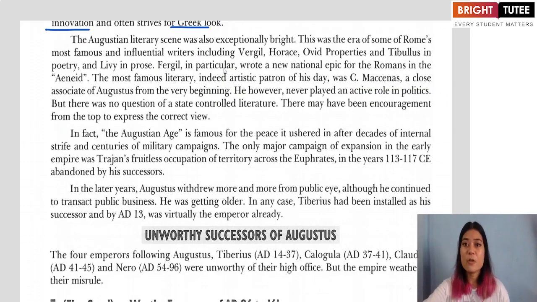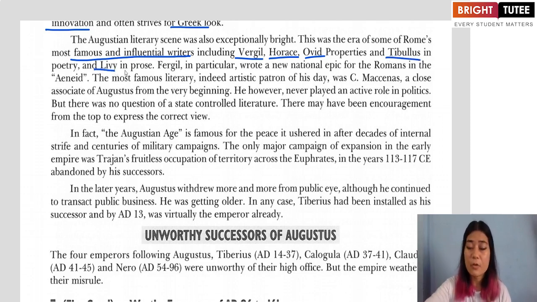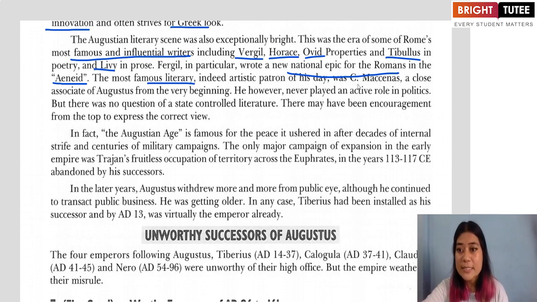Now, in literature also, Augustus was very eager, and he supported and promoted literature. Some of the famous and influential writers during his period were Virgil, Horace, Ovid, Tibullus, and Livy. These people wrote both poetry and prose. Virgil in particular wrote a new national epic for the Romans, called the Aeneid. Another famous literary patron of this period was Gaius Maecenas, who had a very close relationship with Augustus.